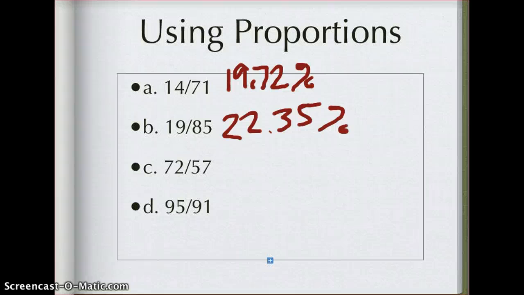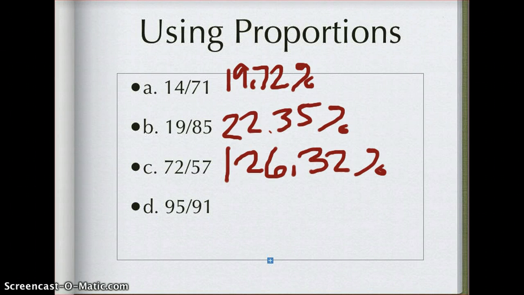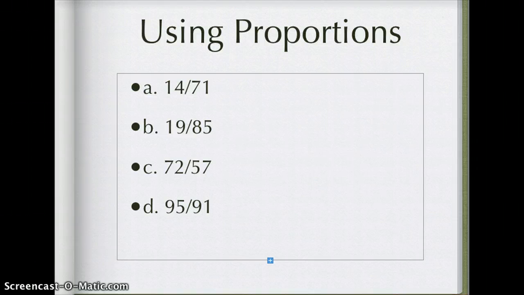So 72 over 57 equals x over 100. Cross multiply, solve for x. I get that this one is 126.32%. Now why is it a percent over 100%? That's because we had 72 out of 57. Out of 57 total, 72 of them satisfied whatever our criteria was. I have 72 somethings out of 57 somethings. 72 is bigger than 57, so that's why my answer was over 100%. This next one should be over 100% too.